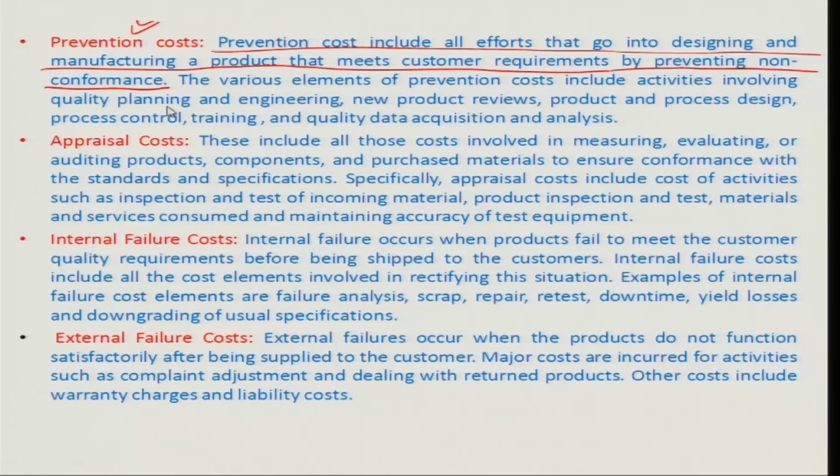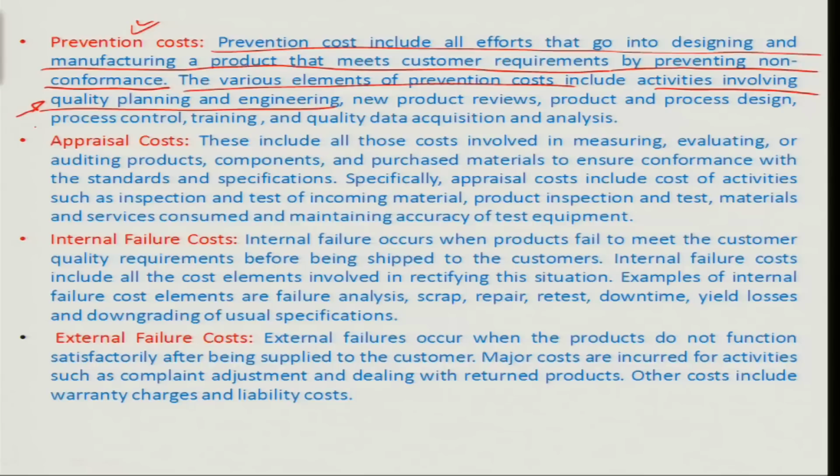Okay, so this may at the outset seem to be a non-value added activity, but it's important because when you are laying out a process with a certain specification, the conformance to that specification is an absolutely important aspect for repeating the process again and again to produce many products. Okay, so there are various elements of prevention costs, which includes activities involving, let's say, quality planning and engineering.